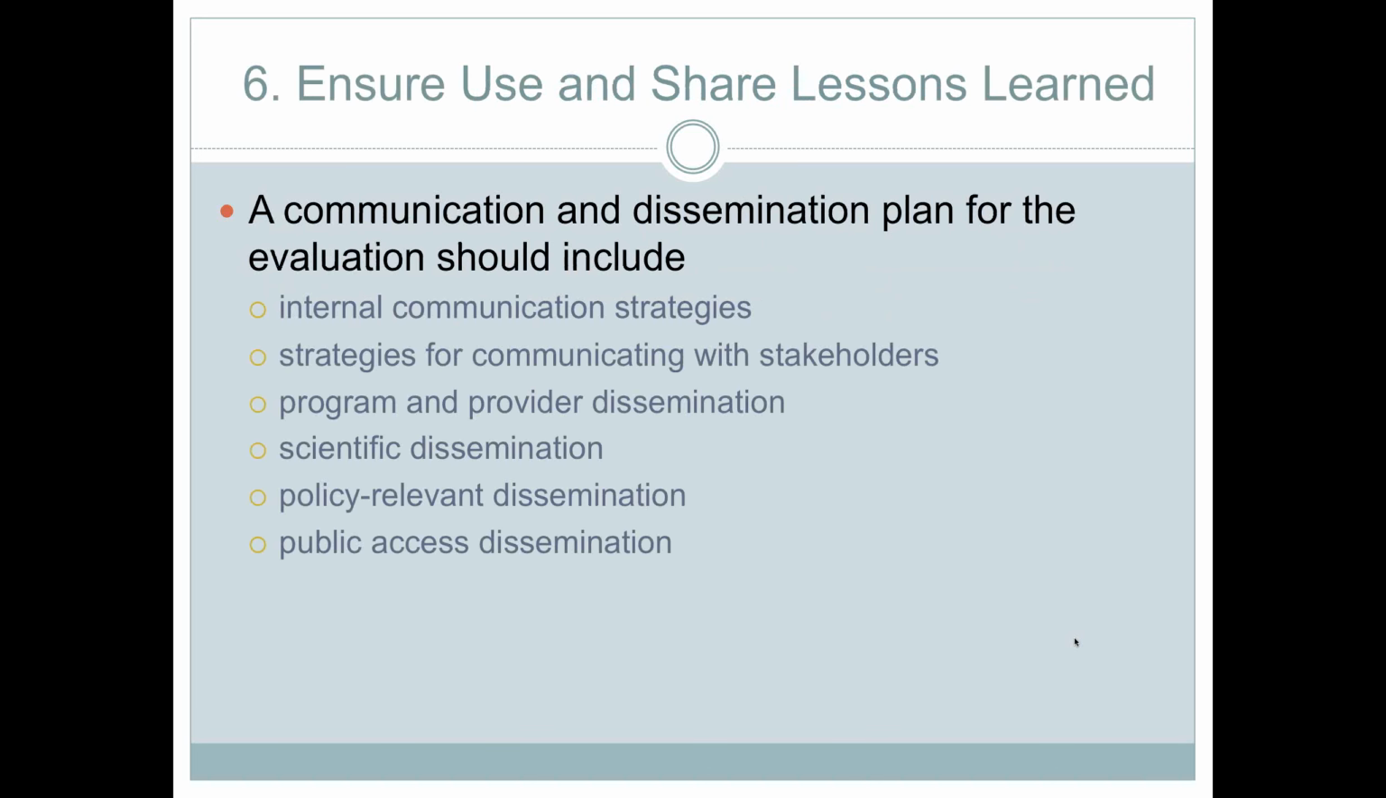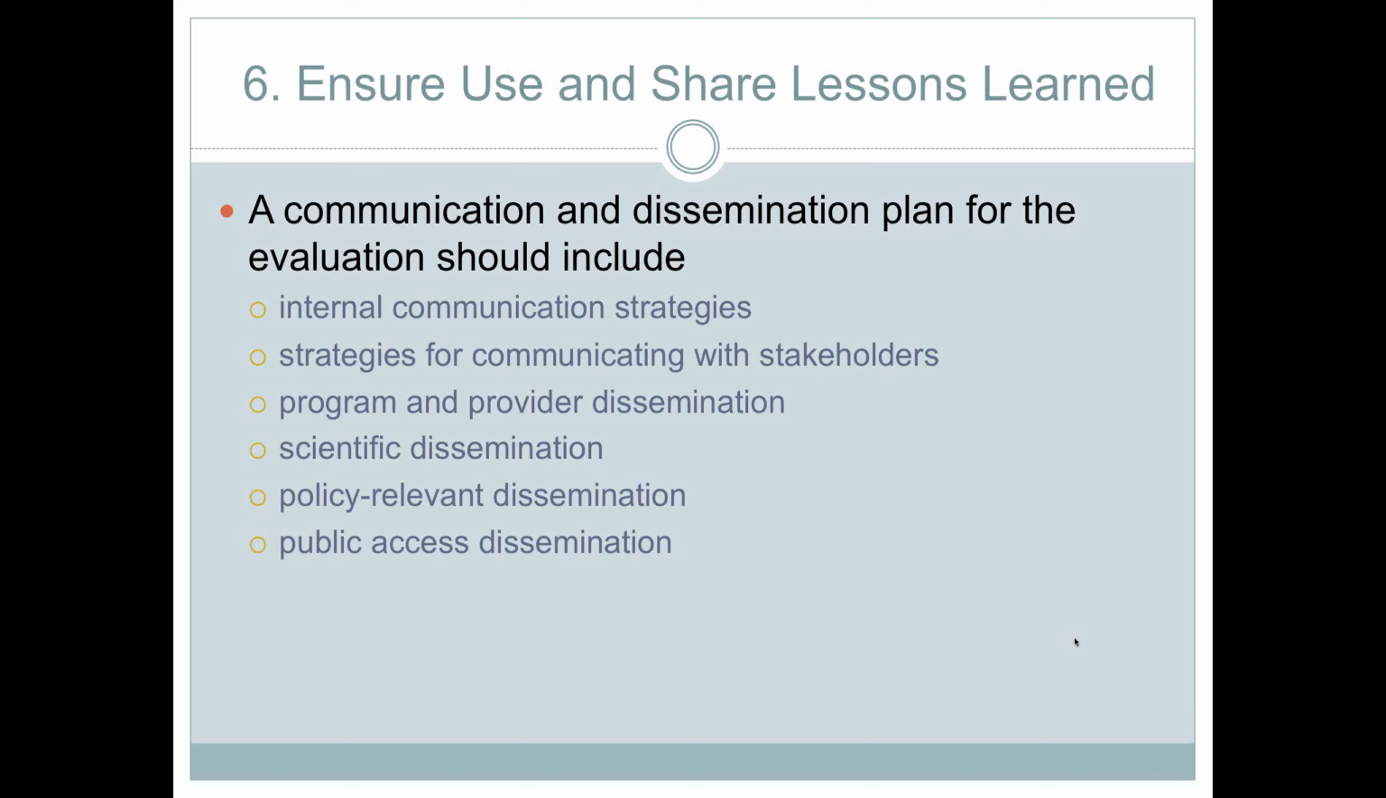In step 6, you're ensuring the use and sharing lessons learned. And so once you've got your findings, as I said before, the findings don't just sit there. Part of this CDC framework is that the findings get discussed, used, disseminated in order to make sure that the findings have a life beyond this particular program. And so part of the work of this stage of ensuring use and sharing lessons learned is to have a systematic communication and dissemination plan for the evaluation.